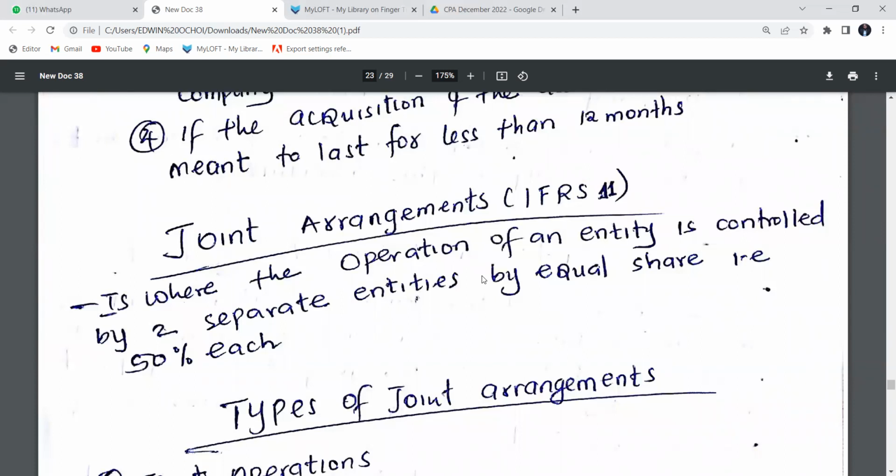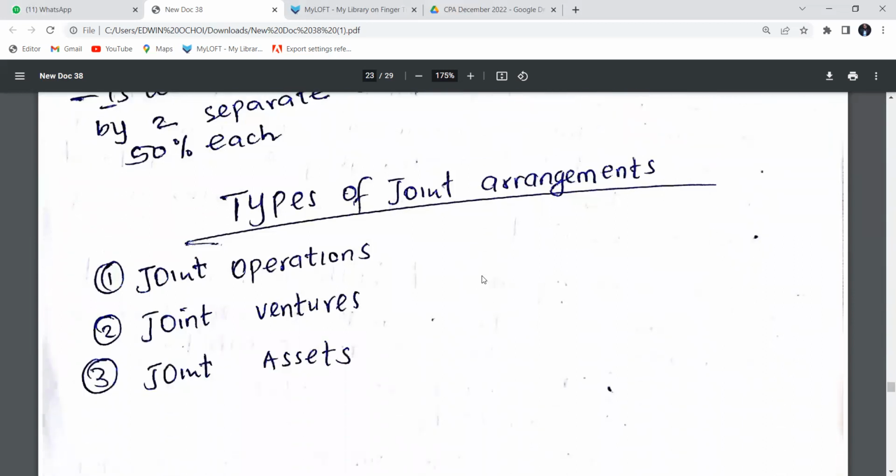So joint arrangements, remember that this is when two separate entities have an equal interest in another company. Right now, in the scenario whereby they were saying that H&M were acquiring L 50-50, remember, due to the information which we were given, L was qualified to be a subsidiary. But now I'm trying to say that a joint arrangement is whereby you have equal interest in a company. Me and you, we acquire another company, 50-50. So the types of joint arrangements are joint operations, joint ventures, and joint assets.